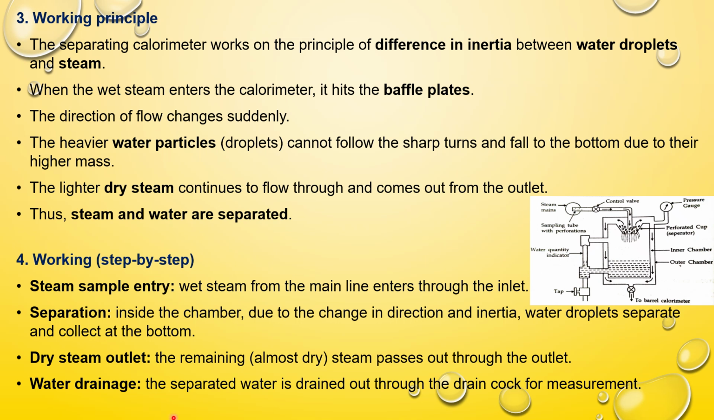So what we had discussed, same thing is mentioned here. The separating calorimeter works on the principle of difference in inertia between the water droplet and steam. When the wet steam enters the calorimeter, it hits the baffle plate. The direction of flow changes suddenly. So heavy water particles or droplets cannot follow the sharp turn and fall to the bottom due to their heavy mass. The lighter dry steam continues to flow through and comes out at the outlet, and that's why the steam and water are separated. So that is clear to us.